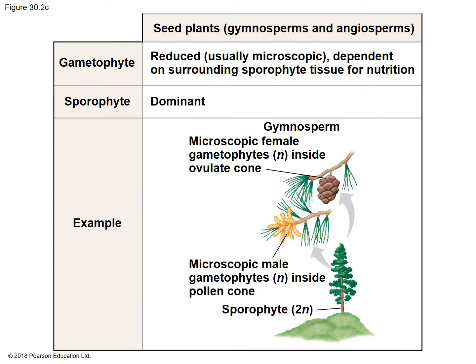In seed plants, which have two clades, gymnosperms and angiosperms, the gametophyte is reduced, in fact microscopic, and develops within the walls of spores that are retained within the tissue of the parent sporophyte. This is the tissue of the parent sporophyte.